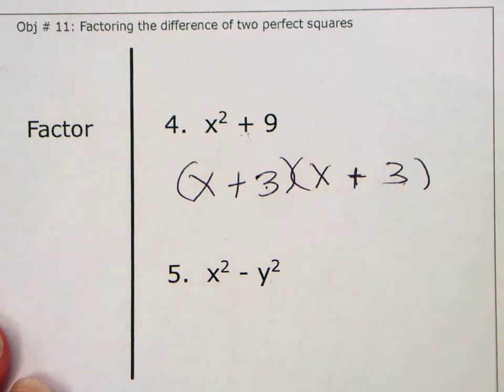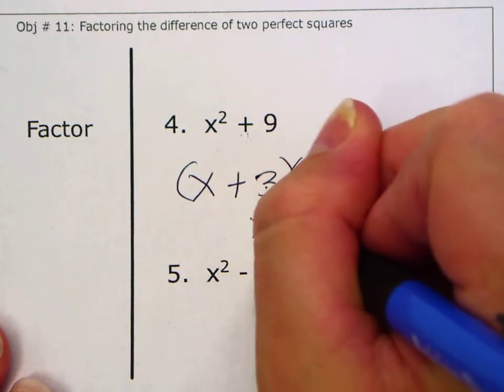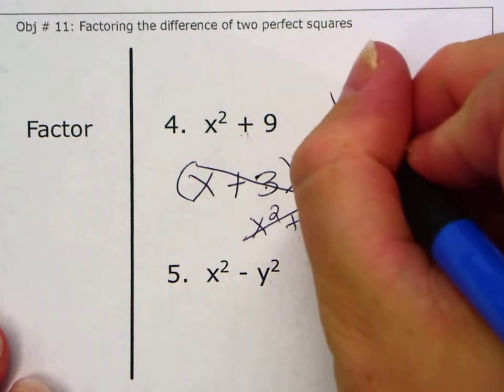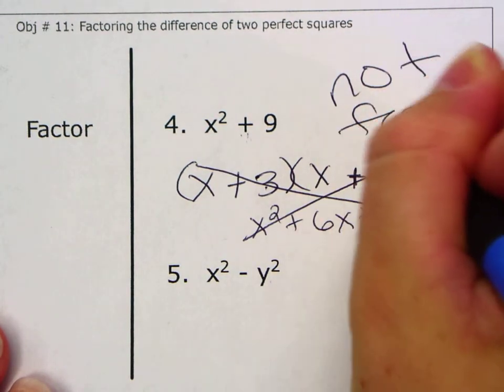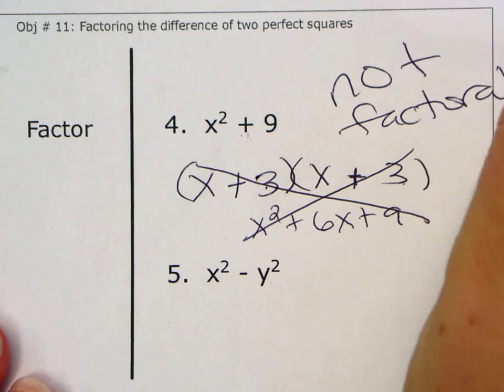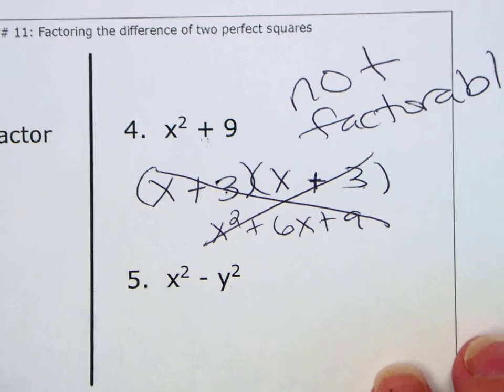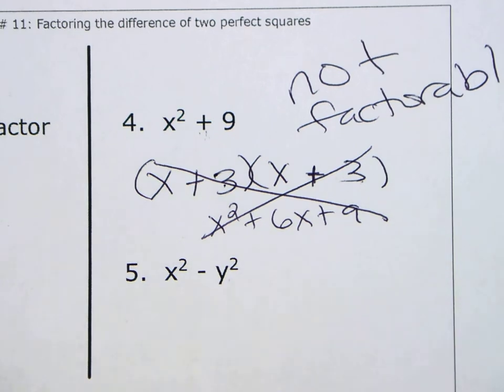If you double distribute, you actually get x squared plus 6x plus 9. This is not factorable. So if you see one like this, I want you to write not factorable. Okay? Don't write impossible. I want you to write not factorable. That's the correct reason.